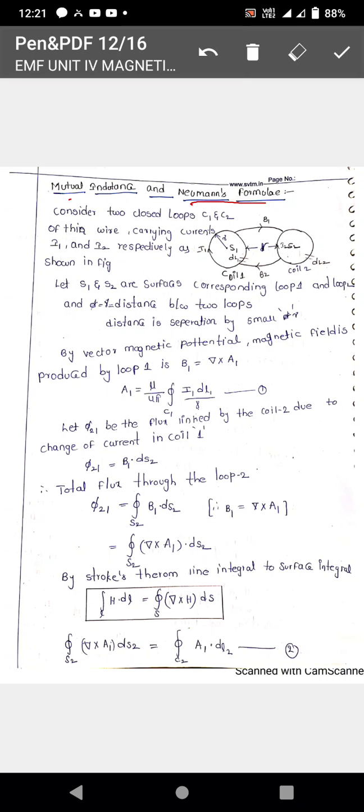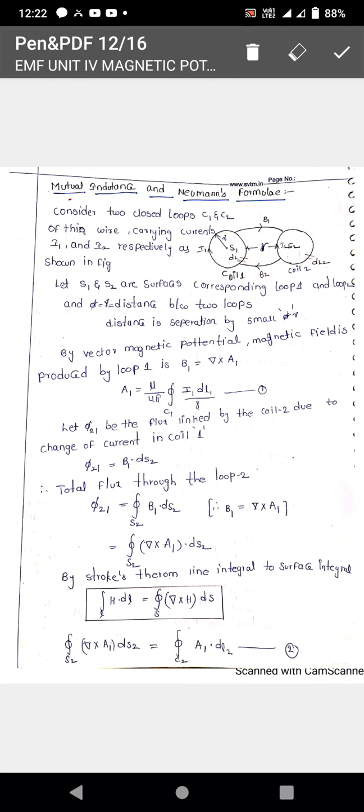Chapters 3 and 4 are both related to magnetic potential and magnetostatics. Hence, a topic may be covered in the third chapter or in the fourth chapter. The students have to observe that units 3 and 4 are similar. Third unit chapters may become fourth unit, and fourth unit chapters may come in the third unit. That we have to remember. Let us start Neumann's formula.